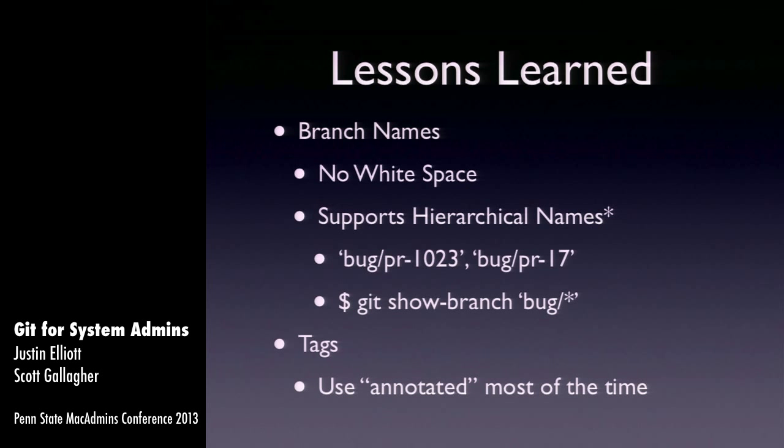You can have a /bug, and the slash can be in the middle of a branch name, but you can't end a branch name with a slash. What hierarchical names means is, again, a wildcard. So you can have bug/PR-17, for example, or show all branches that have the word bug/* in them, and it will show you every branch that has that in its name. Kind of a useful thing there, too. Okay.